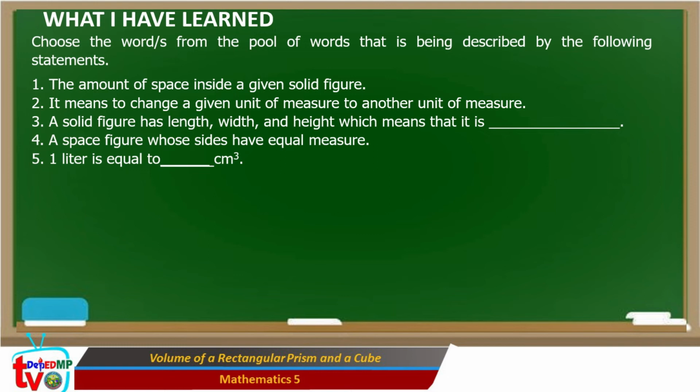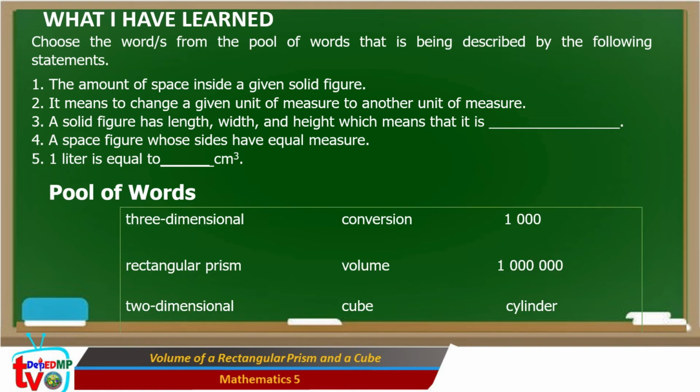You choose your answers from the following. 3-dimensional, rectangular prism, 2-dimensional, conversion, volume, cube, 1,000, 1 million, and cylinder.